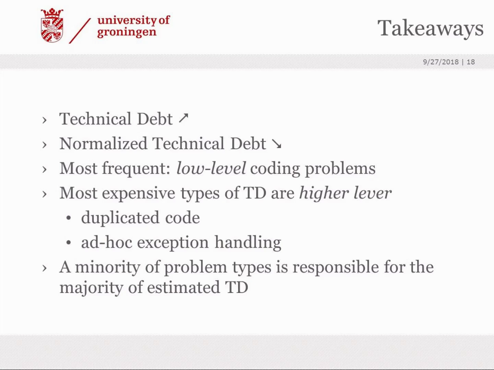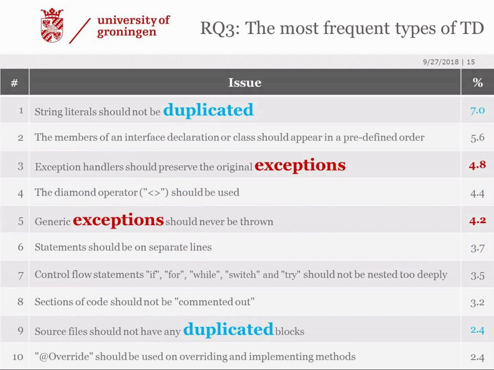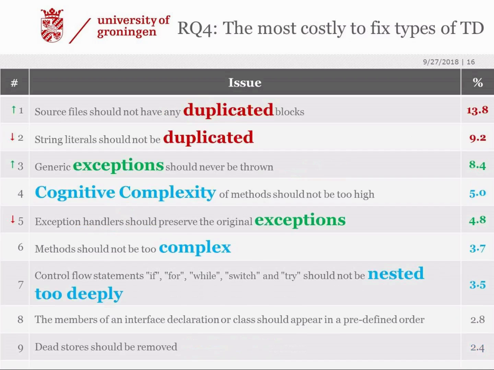Finally, a minority of the problem types is responsible for the vast majority of the problems, as I show here. For example, those are two. If we sum up those top 10 most frequent issues, they are about 40%, I would say. May I comment?